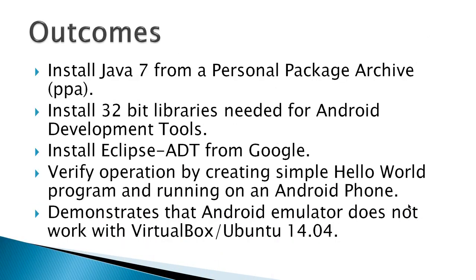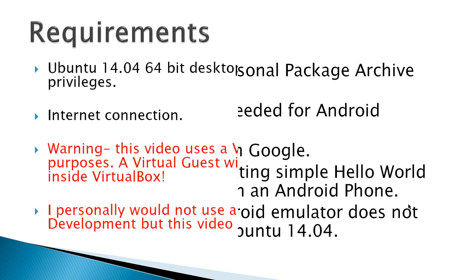The outcomes for this video would be to install Java 7 from Personal Package Archive, PPA, install 32-bit libraries needed for Android development tools, install the Eclipse ADT from Google, and verify operation by creating a simple Hello World program and running it on an Android phone. And at the end of the video, I have a demonstration that the Android emulator does not work with VirtualBox Ubuntu 14.04. That means that Ubuntu 14.04 is running as a guest inside VirtualBox. You can use the rest of the guide for doing a hardware install if this is what you're interested in.